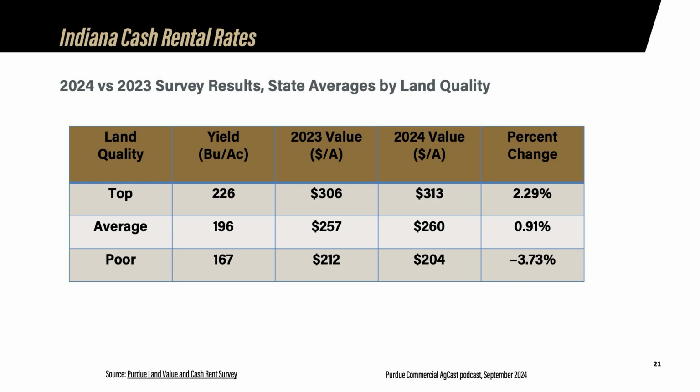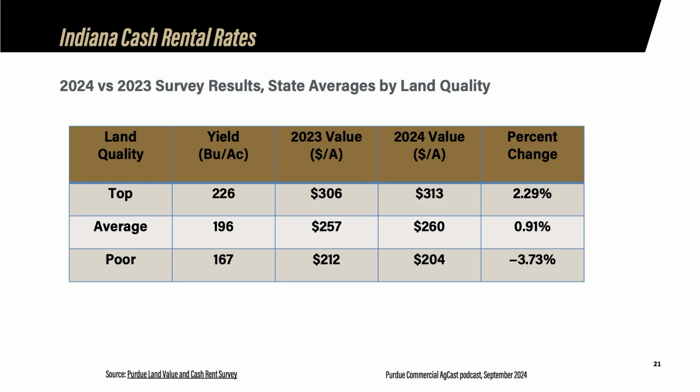Yeah, Michael, I just think it's interesting to look at the yield numbers, right? If you look at top quality land in Indiana, survey respondents are suggesting that average yield is in the ballpark of 226 bushels per acre. Average 196, poor quality land 167. I think you've made this point previously. Those numbers keep going up, right?